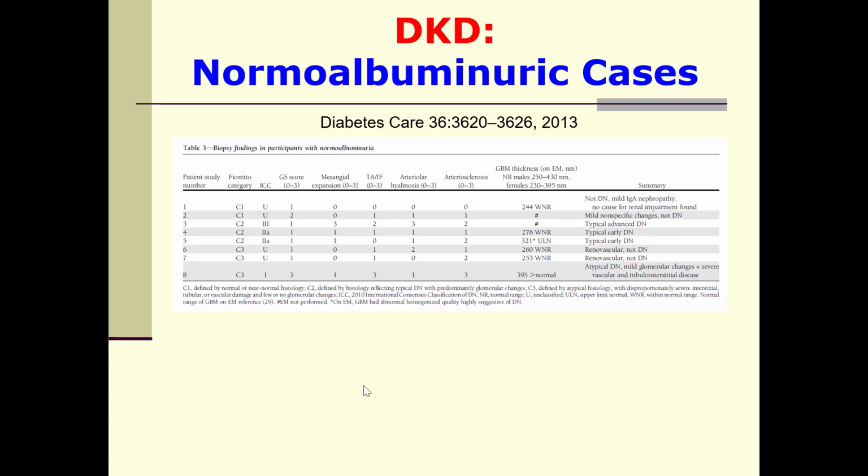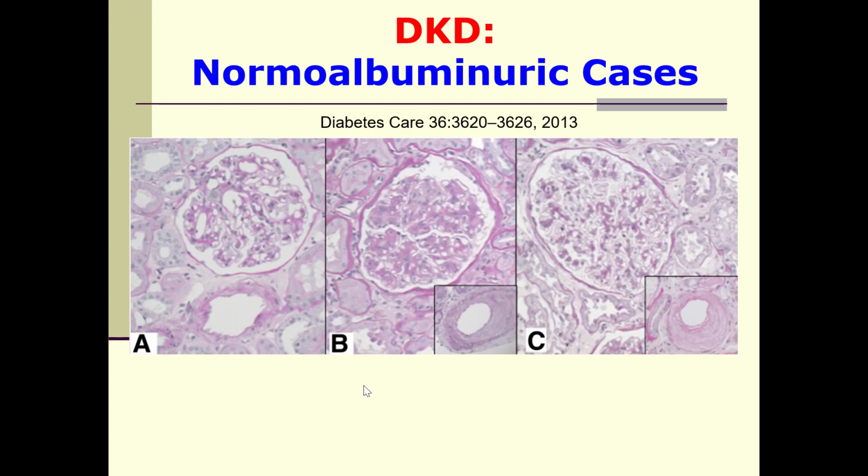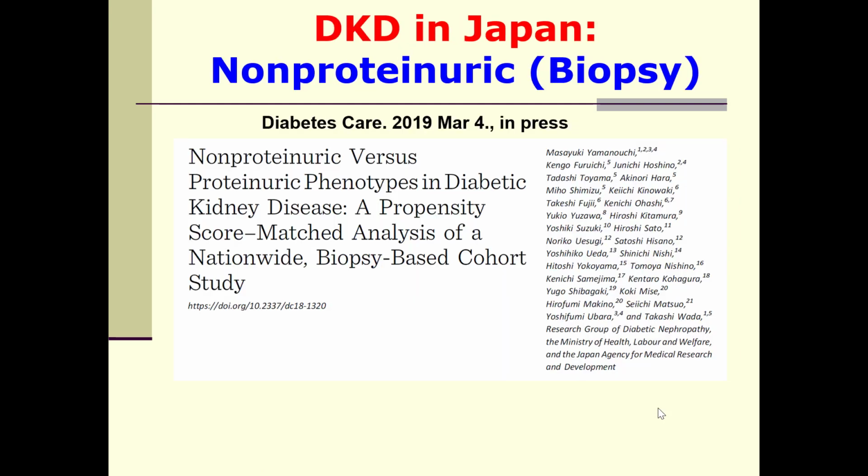More interestingly, a few cases had normoalbuminuria. Renal biopsy was carried out for these cases and showed variations in histopathological presentation, from a nearly normal glomerulus to nodular sclerosis with minimal arteriosclerosis, and mesangial increase with severe arteriosclerosis. So even in normoalbuminuric cases, you may find pathology.